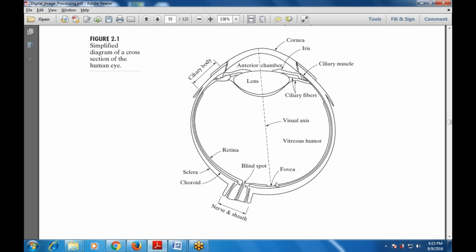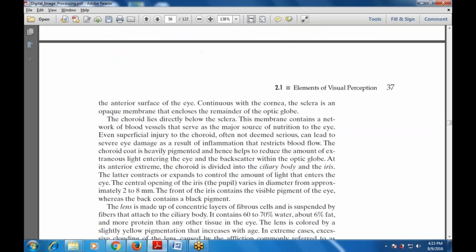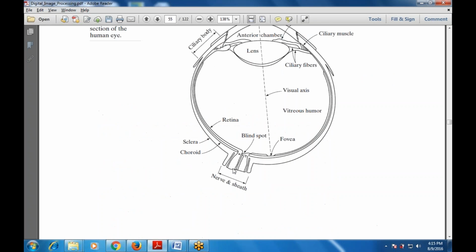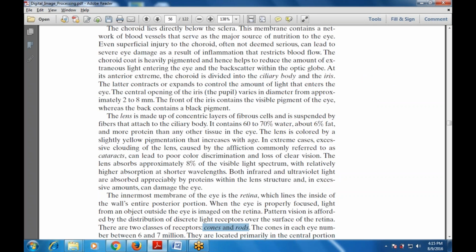Now, where are the receptors? There are two parts of the receptors, that is the cones and the rods. So there are two parts: one is the cones, one is the rods, which are the receptors used for the maintenance of the eye.